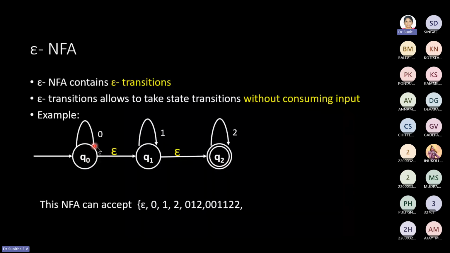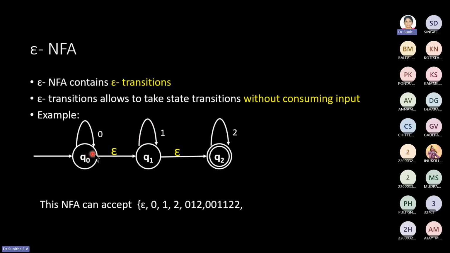And suppose the input is 0. From Q0 it takes this self loop, and after this 0, it will simply take two epsilon transitions to reach the final state. That means if the input is 0, the machine is able to reach the final state and the 0 will be accepted.